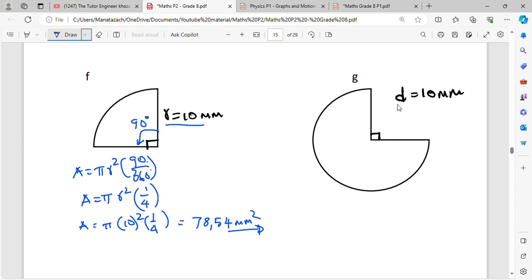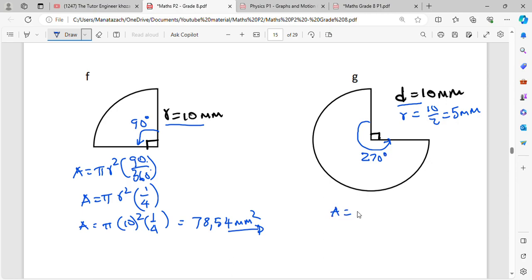And then finally, let's do the last question. You are given the diameter of 10. That means you can work out the radius as 10 divided by 2, which is going to be 5 millimeters. Now this is 3/4 of a circle. This angle should be 270 degrees.